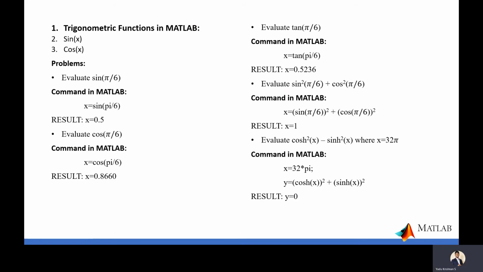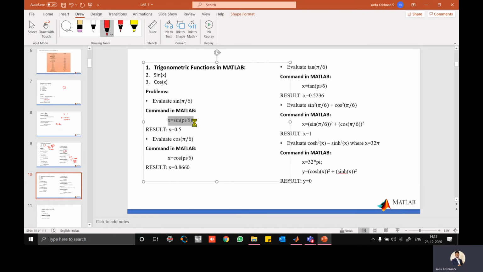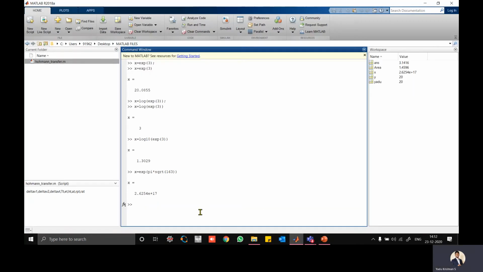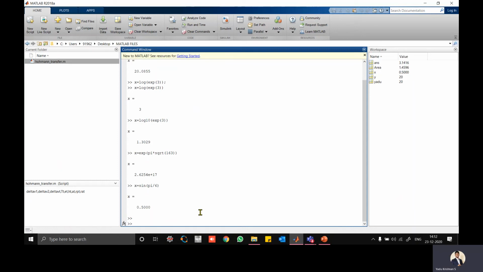Now see the trigonometry functions in MATLAB: sin of x, cos of x, tan of x. If we are talking about the hyperbolic functions, cosh x, sinh x, it is the same. There is nothing much to worry about, because everything is the same. So let's take this value, sin pi by 6. Take x equal to sin pi by 6. So just go here and type x equals sin pi by 6.